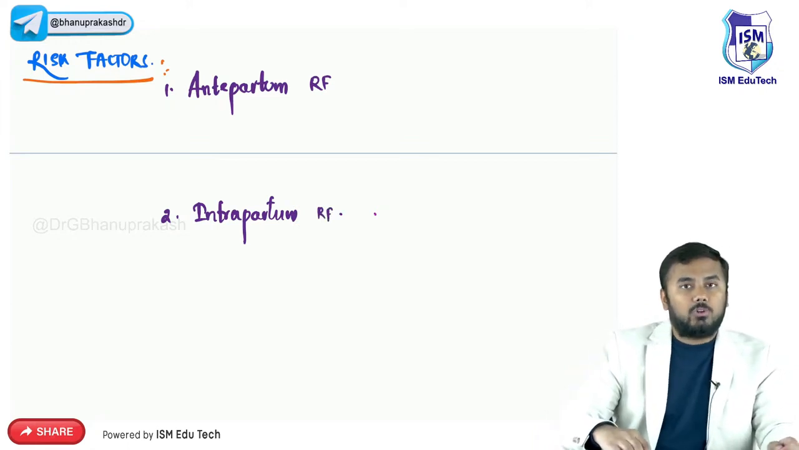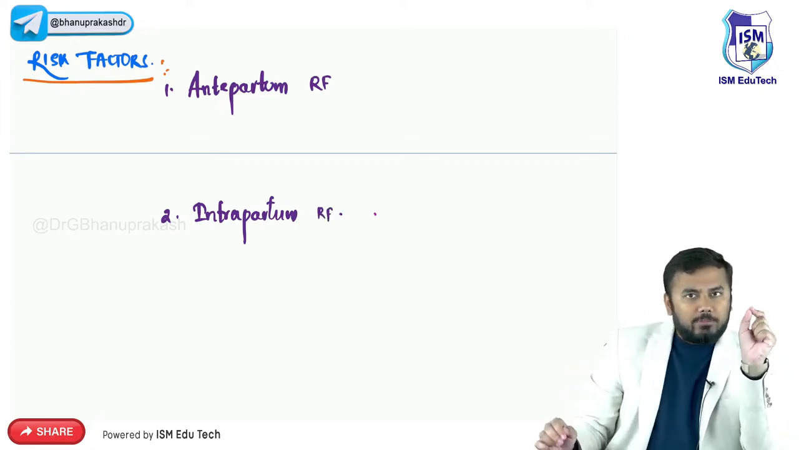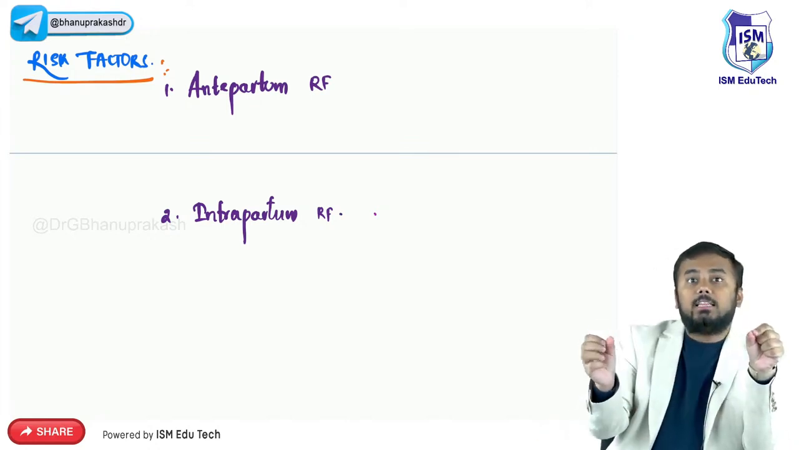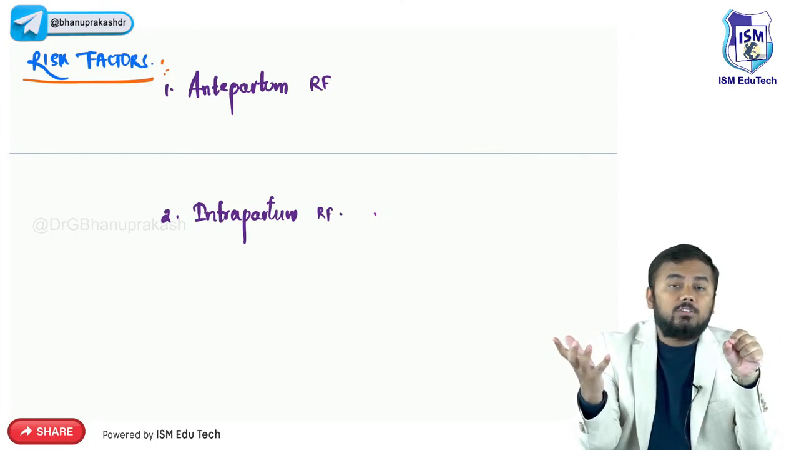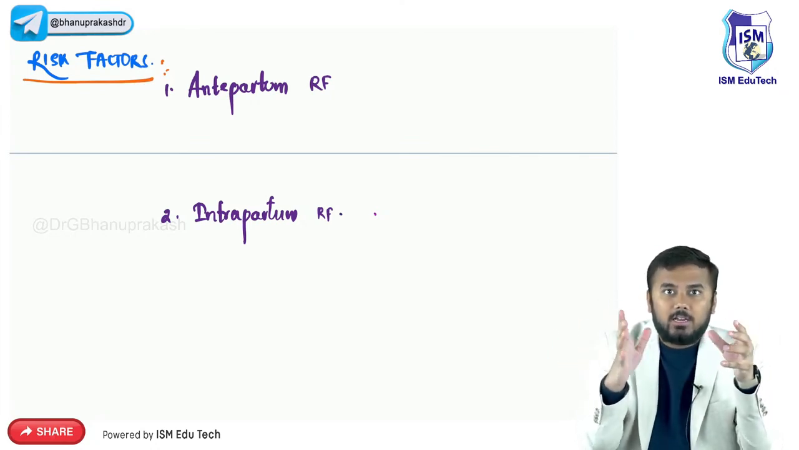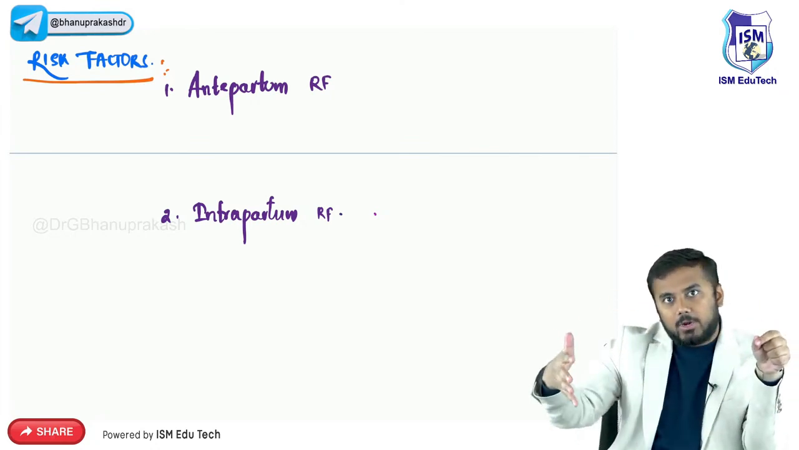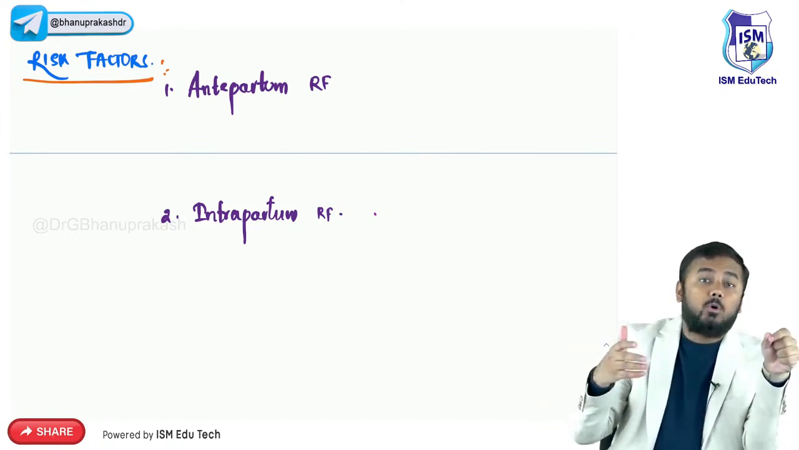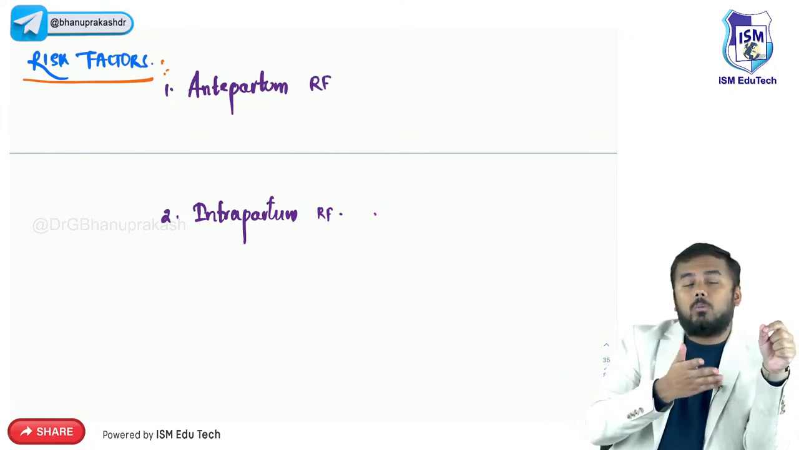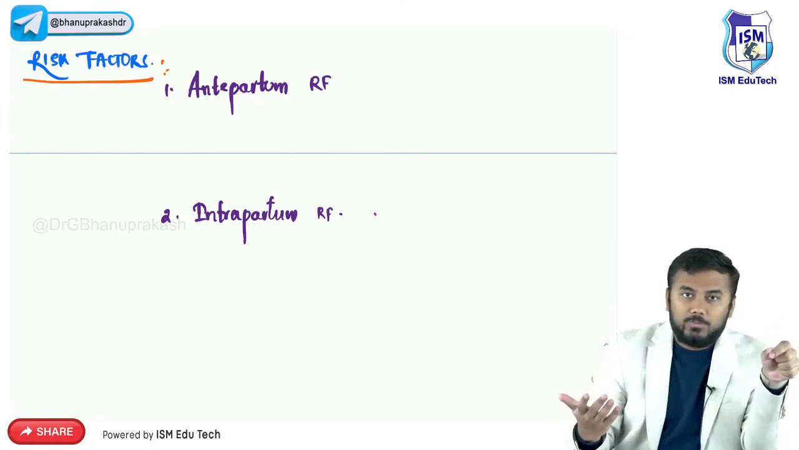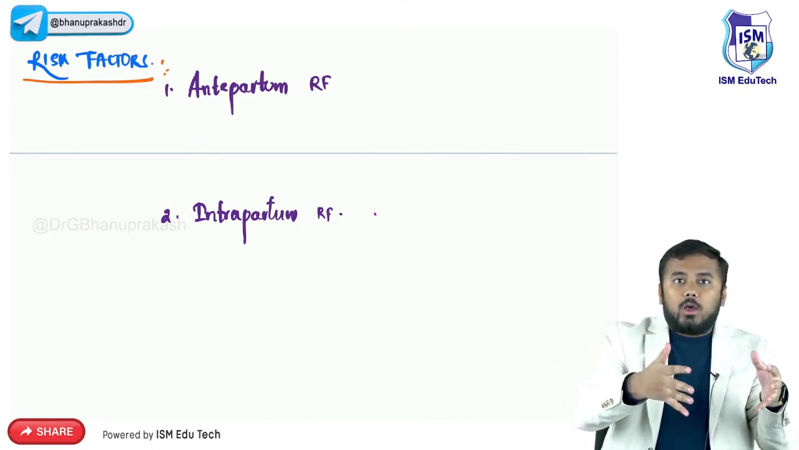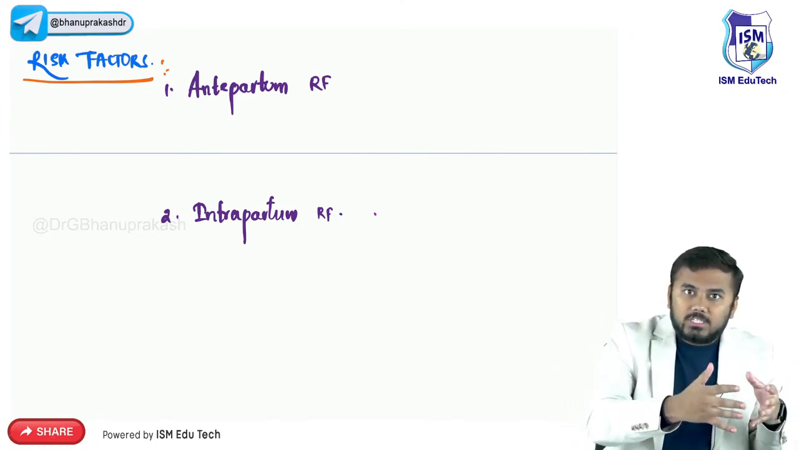Antepartum in the sense before the birth. See, exactly from the day of conception. Okay, today the conception has happened. From the day of conception till the onset of labor. Onset of labor matlab the labor contractions, right? From conception till the labor contractions, that entire period is called as antepartum. Conception to labor contractions is almost around 40-42 weeks. Yes or no?